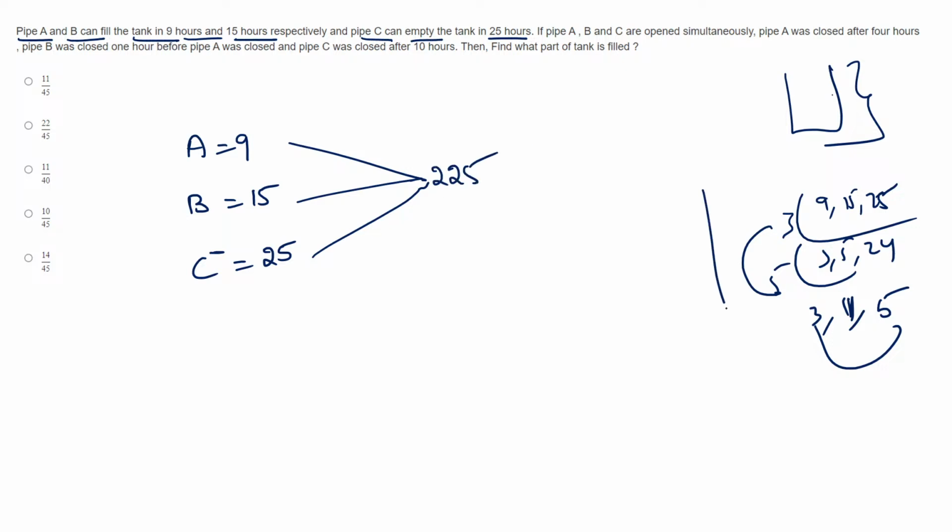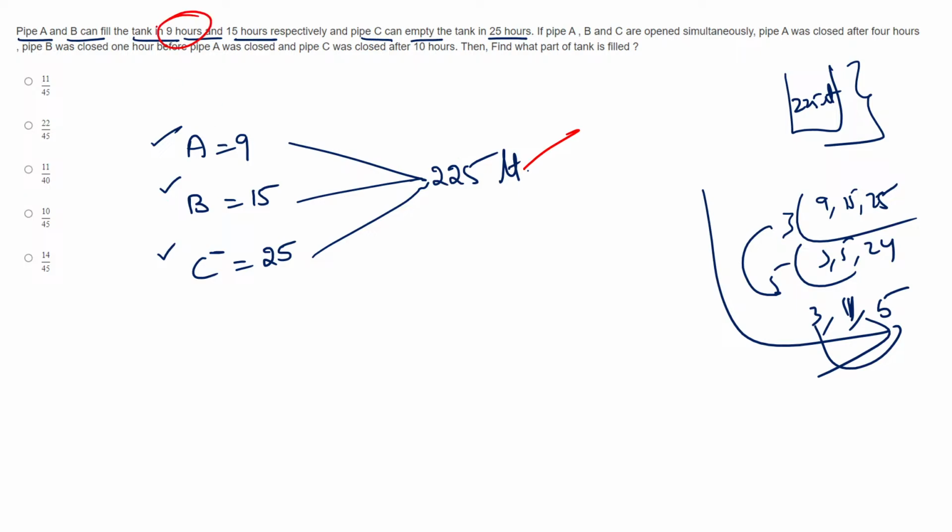That means just multiply all these terms, you are going to get 225. So assume your tank capacity is equal to 225 liters. I'm repeating once again. Take the individual times given by all the pipes and assume their LCM as your tank capacity. So assume we are having a 225 liters tank. We know that pipe A can fill this particular tank in just 9 hours.